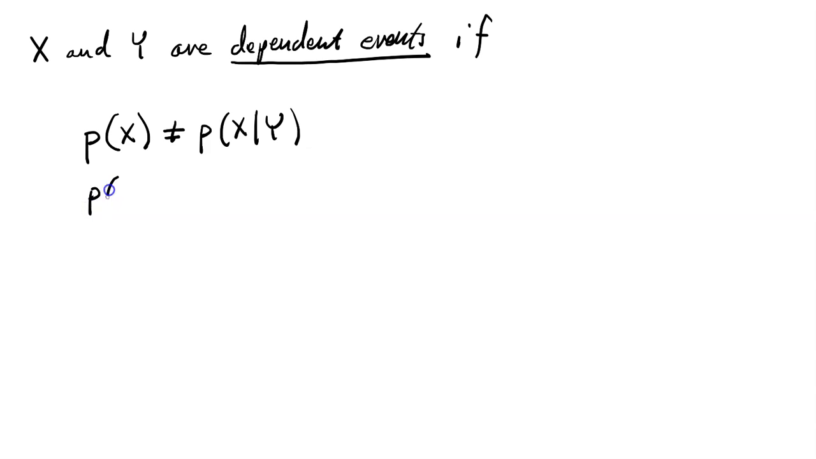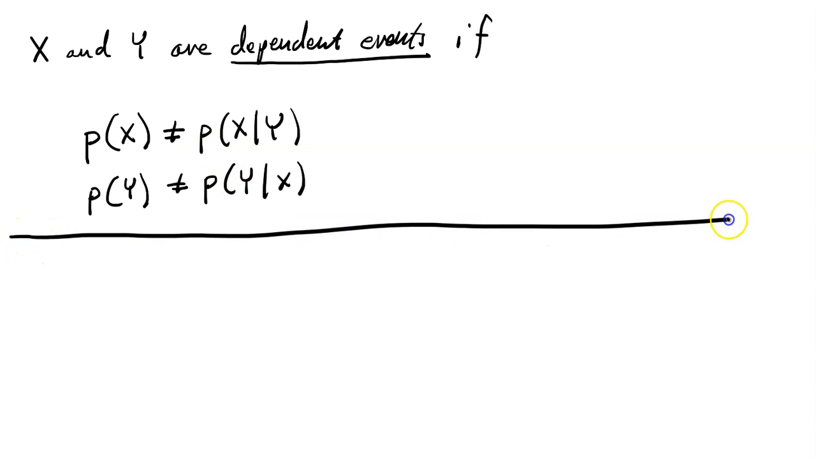And here we could just as well have like this. So if probability for Y is not the same as the probability for Y if we know that X has happened, not equal to, then we say that they are dependent events. So that's the definition of dependent events. And similarly, we define X and Y are independent events.